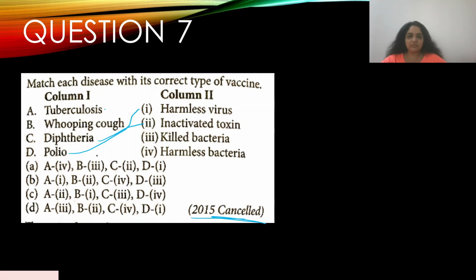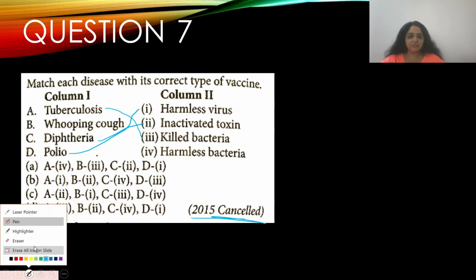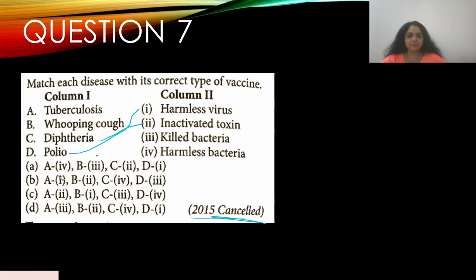Tuberculosis is, I think, killed bacteria. A3. No, it has to be A4. I'm sorry. A4 and has to be B3. Whooping cough, that's pertussis. All right. So A4, B3, C2, and D1. So the answer should be A.